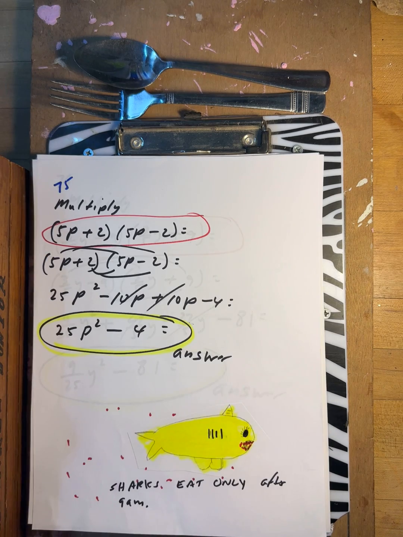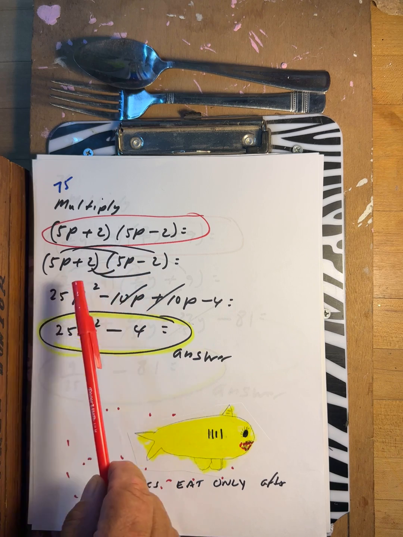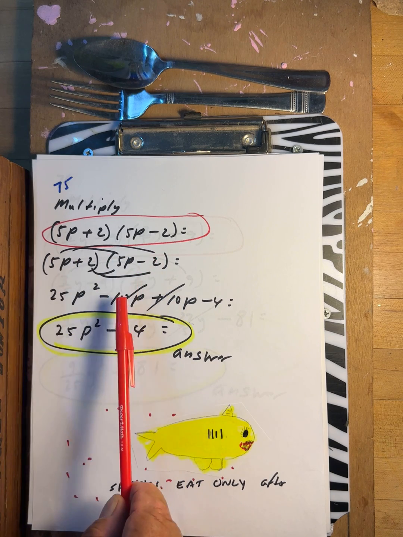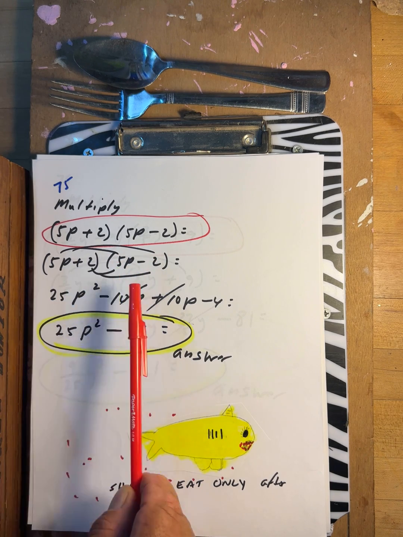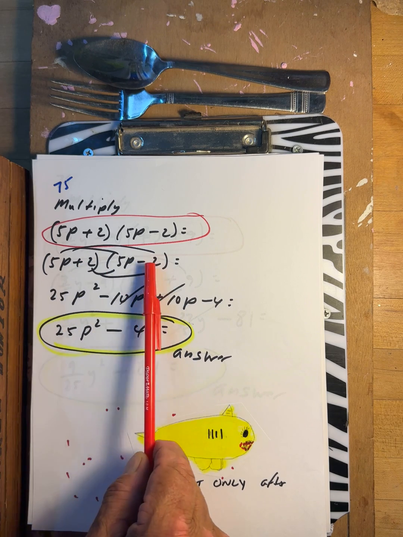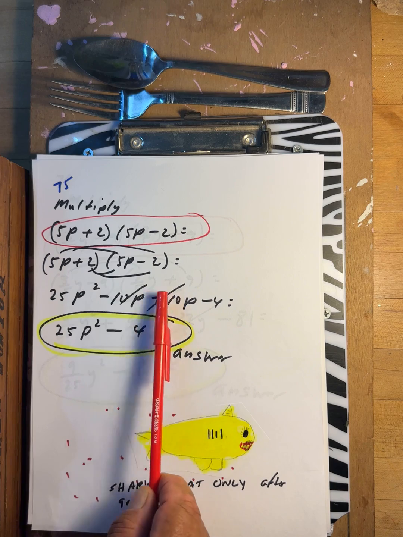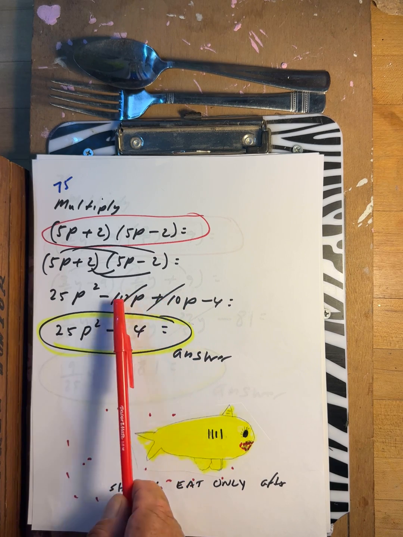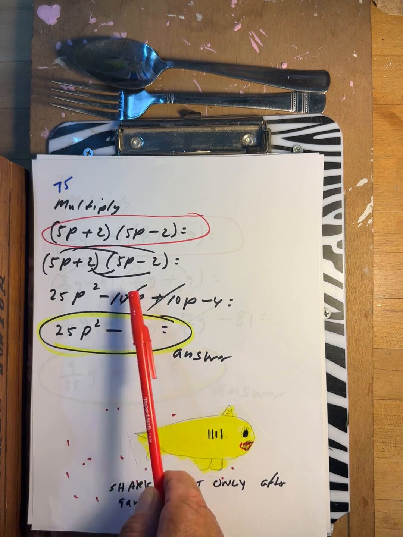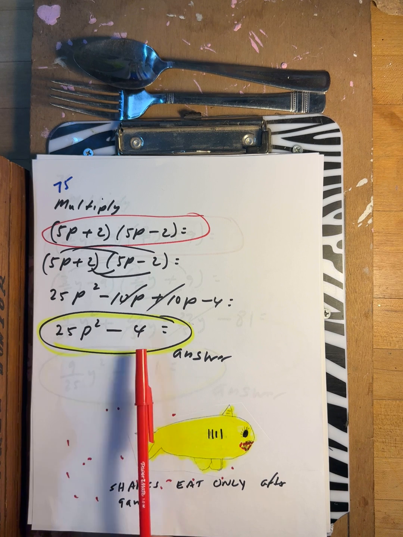Okay. All right, this one. So let's see. 5p times 5p is going to be 25p squared. This one times this one is going to be negative 10p. That turns out to be positive 10p, and positive times negative is negative 4. Look at this one. This one's going to be 10p minus 10p. Opposite signs. Same number, opposite signs. So they are going to cancel. So what's going to be left over is 25p squared minus 4.